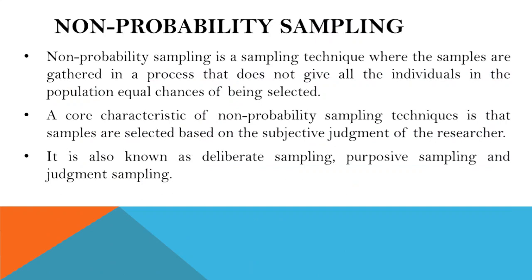Non-probability sampling is a sampling technique where the samples are gathered in a process that does not give all the individuals in the population equal chance of being selected. A core characteristic of non-probability sampling technique is that samples are selected based on subjective judgment of the researcher. It is also known as deliberate sampling, purposive sampling, and judgmental sampling.